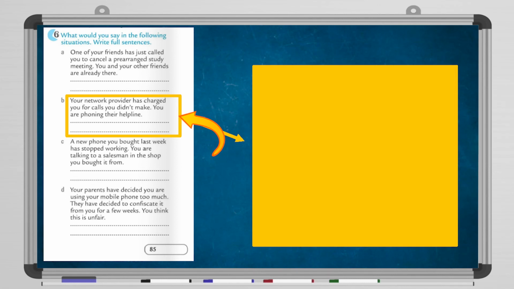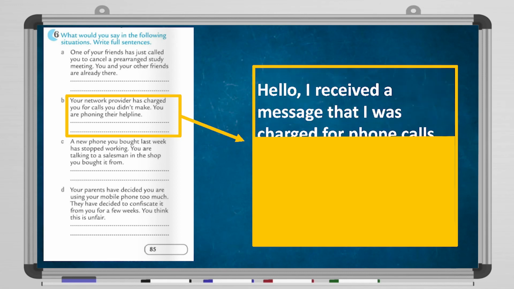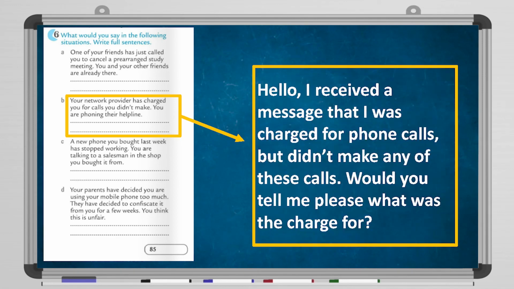Your network provider has charged you for calls you didn't make. You are phoning their helpline. So you called the network provider to ask about the reason they charged you for calls. And those calls, you didn't even make them. You will say, "Hello, I received a message that I was charged for phone calls, but I didn't make any of these calls. Would you tell me, please, what was the charge for?" Imagine yourself calling your network provider. What will you say? As simple as that.